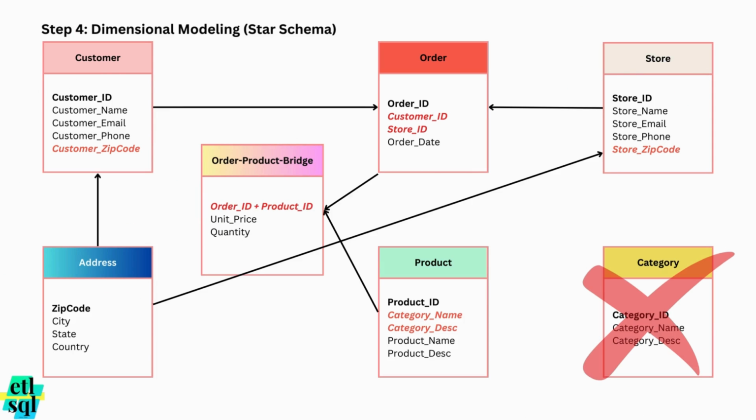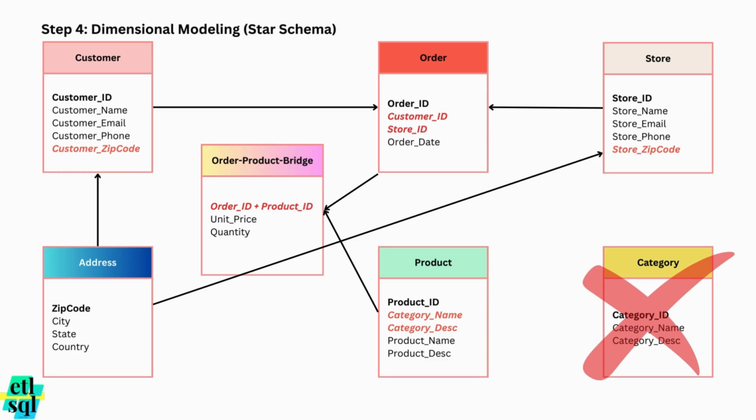The next step is dimensional modeling. And we are going ahead with star schema. So now forget about those things that we have to avoid data redundancy. That's why we use normalization. This is dimensional modeling, star schema, and we are designing it for OLAP purpose, right?